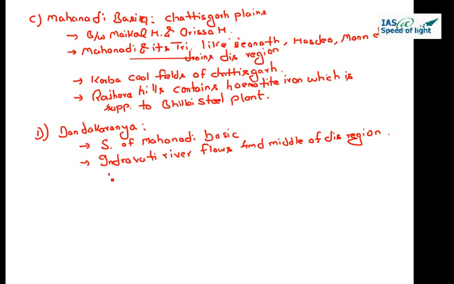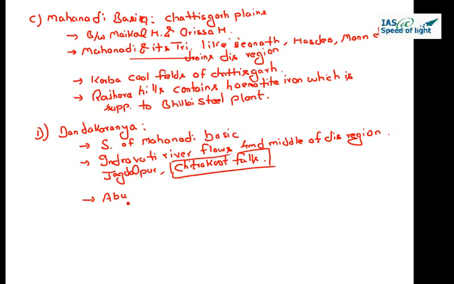And they form at a place known as Jagdalpur, Chitrakoot Falls. Another hill name is Abu Majar Hills, which have rich iron ore deposits. Iron ore deposits in Bailadila range.